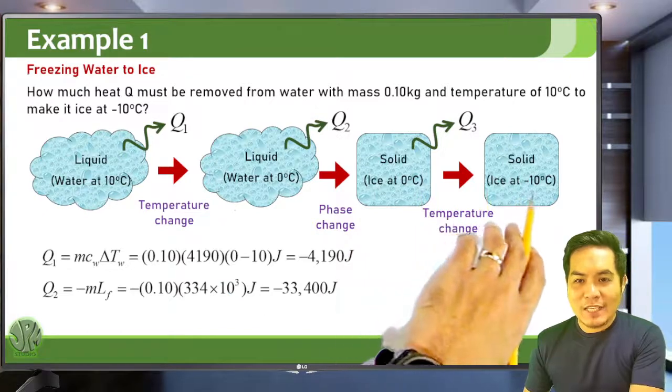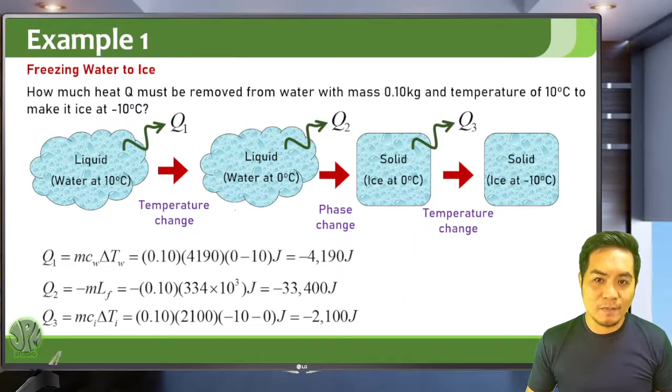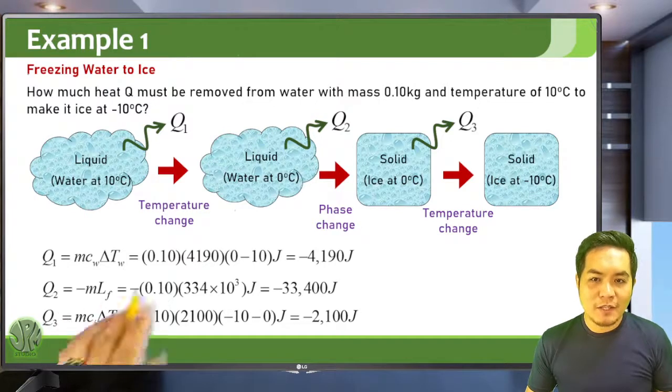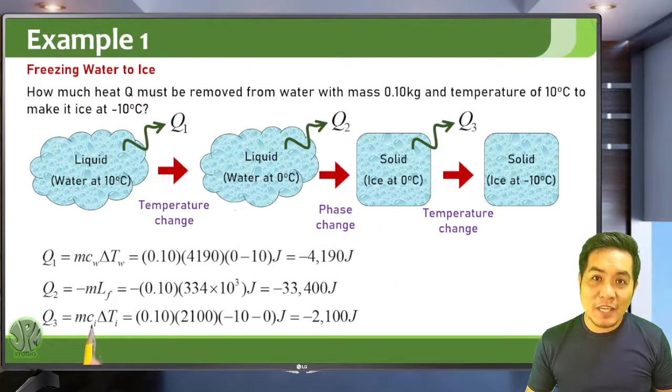Lastly, the last stage is a temperature change, so you use the mc delta T formula. But take note that this is now ice, and ice has a different specific heat as compared to water. Specific heat of ice is 2,100 joules per kilogram Celsius degree. The final temperature is negative 10, the initial temperature is 0, and you will get negative 2,100 joules.